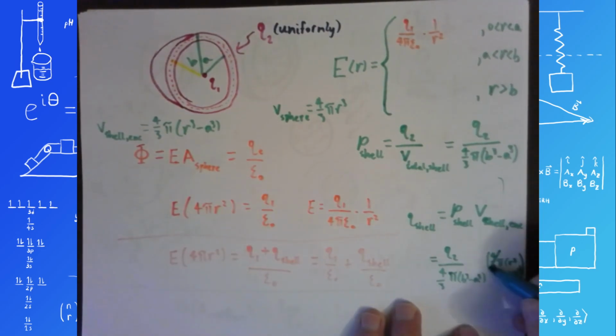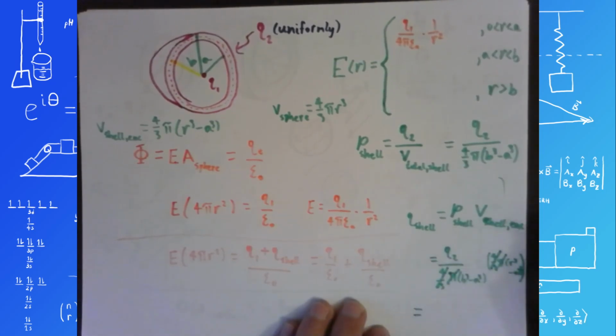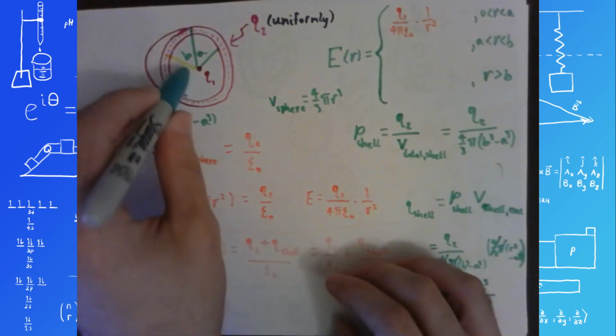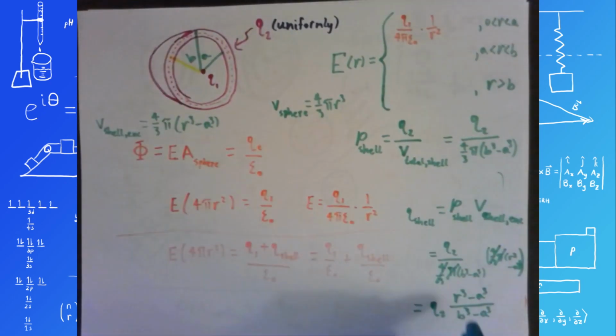But if I go ahead and cancel out the 4/3 and the pi, then I can rewrite it over here, hopefully a little bit more clearly this time, and we are left with Q2 times (r cubed minus a cubed) over (b cubed minus a cubed). And we can see when r reaches the value of b, this just becomes b cubed minus a cubed over b cubed minus a cubed, which equals 1.